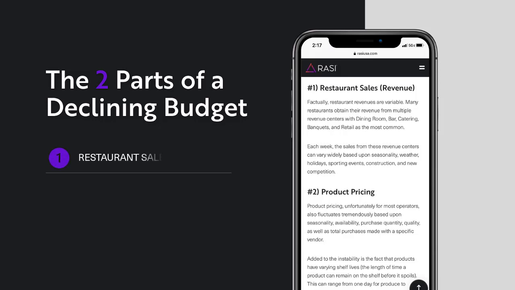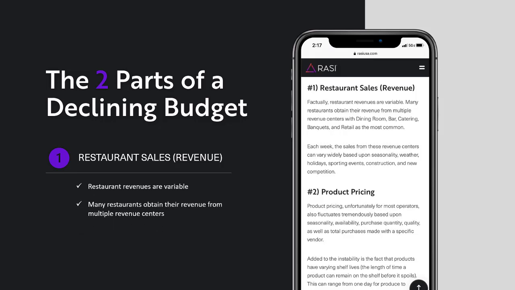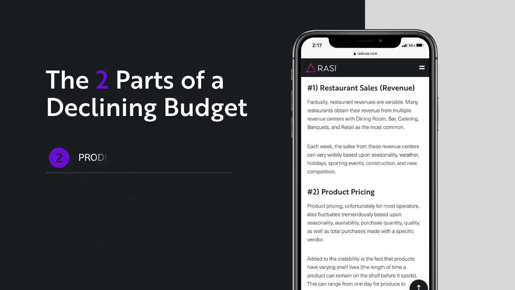First up, we've got restaurant sales. This is your revenue. So factually, we all know that restaurant revenues are variable. Many restaurants obtain their revenue from multiple revenue centers, with dining room, bar, catering, banquets, and retail being the most common. Each week, the sales from these revenue centers can vary widely based upon seasonality, weather, holidays, sporting events, construction, and even new competition. All right, number two, we've got product pricing.